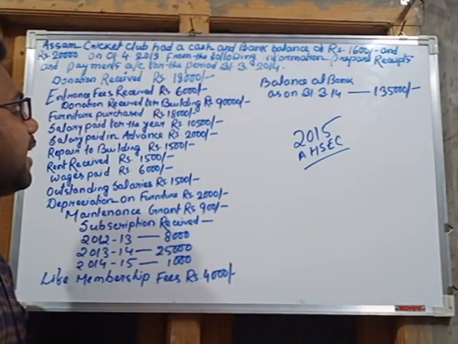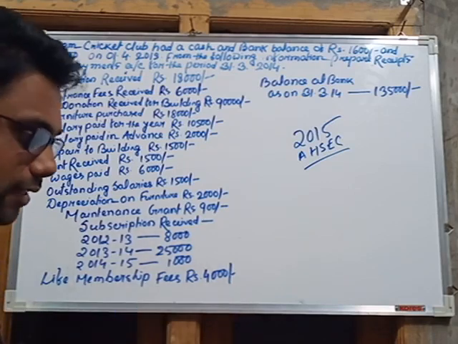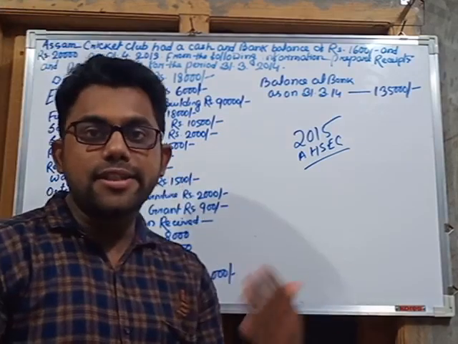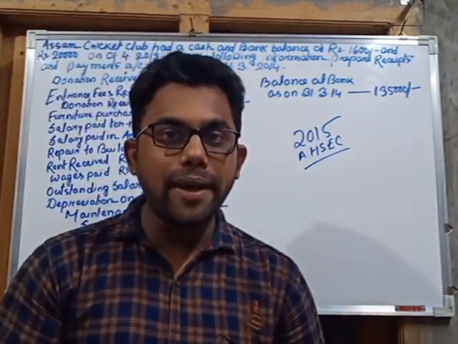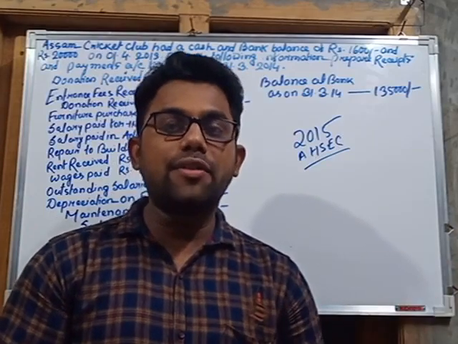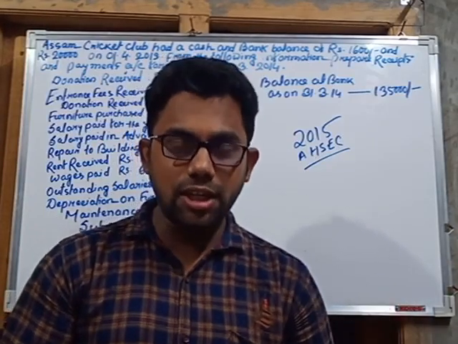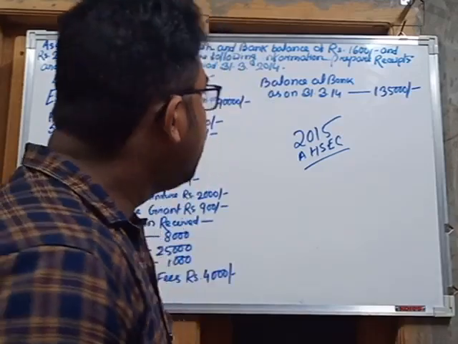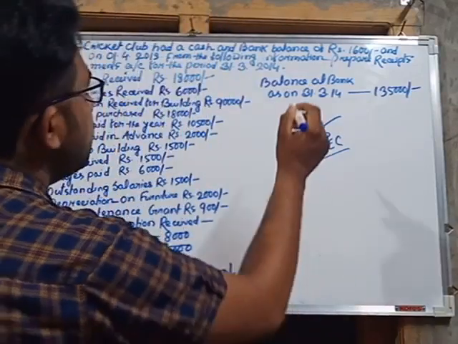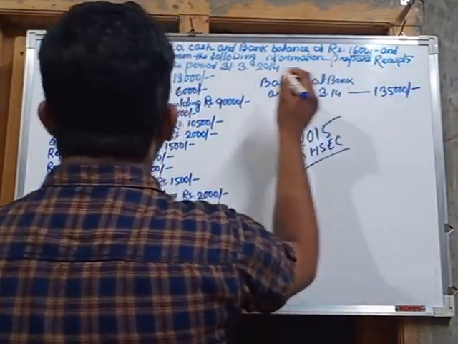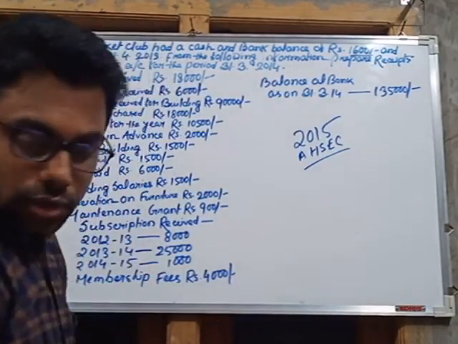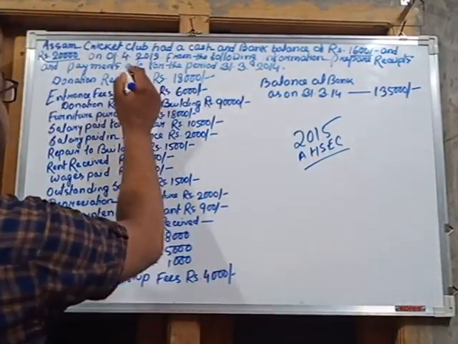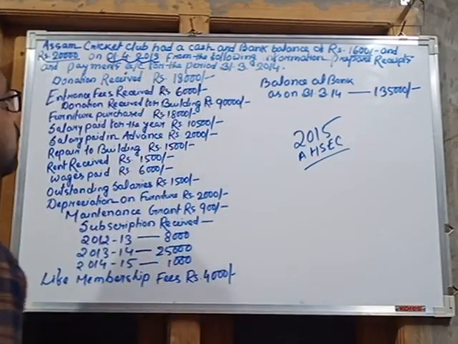The question that we are going to solve today is: the Assam Cricket Club had a cash and bank balance of rupees 1600 and rupees 20,000. That means whenever we start a receipts and payment account for any non-trading organization, first we need the opening balance of cash in hand and the opening balance of cash at bank. Here for the Assam Cricket Club, the cash balance was rupees 1600 and the bank balance was rupees 20,000 on 1/4/2013. That means the opening date was 1/4/2013.